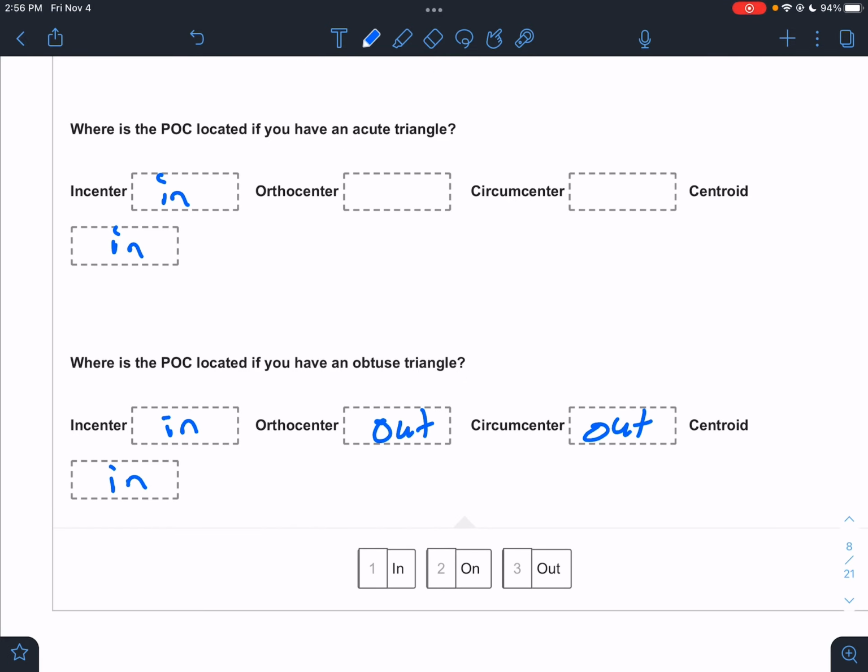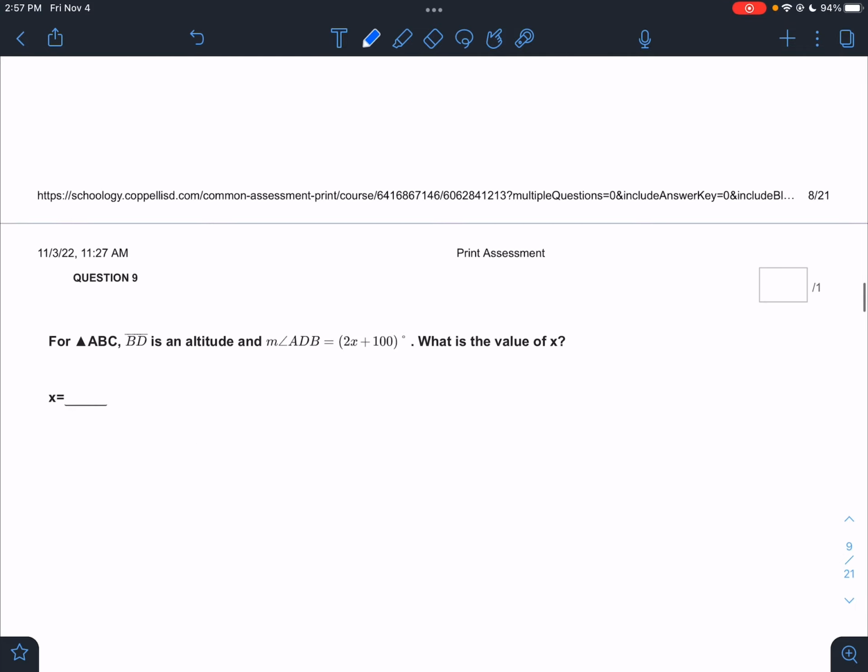If someone's being obtuse, they're being frustrating or annoying, you're just going to get out of there. If you're being obtuse, I'm just going to get out of there. But if you're being acute, I might come visit. There we go.